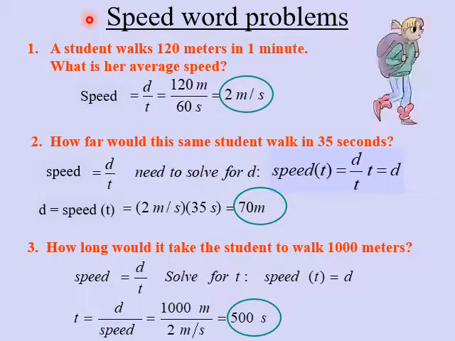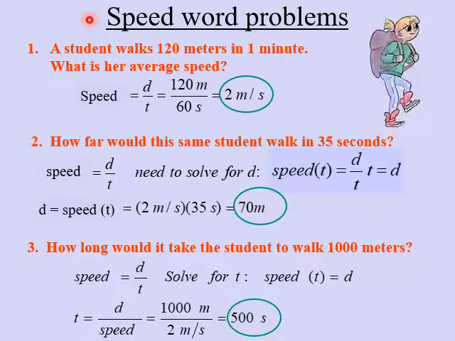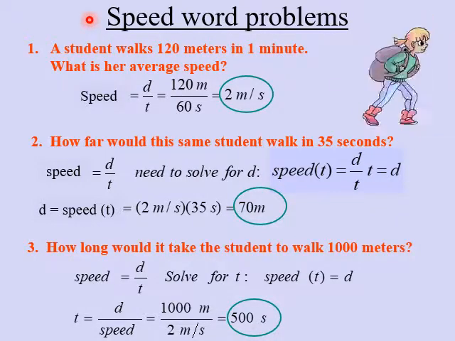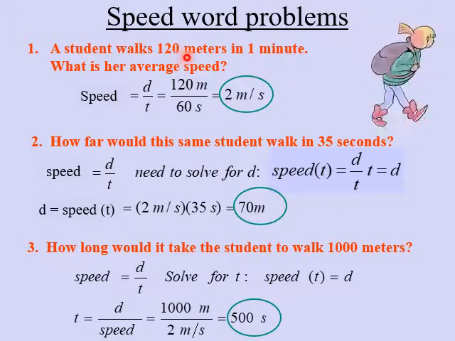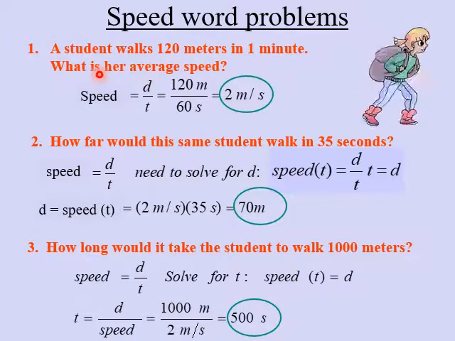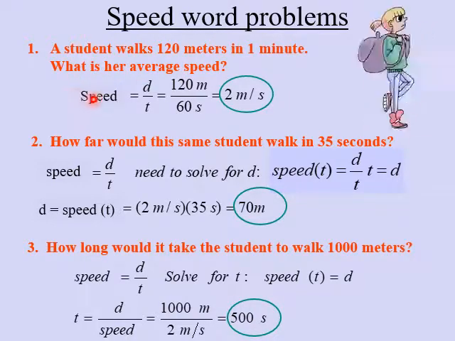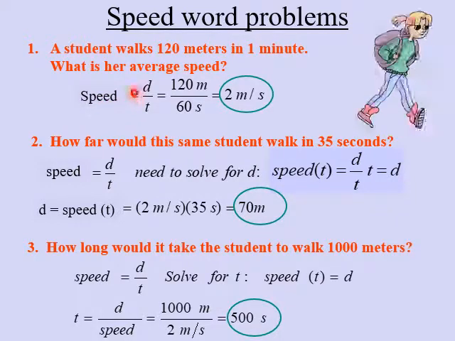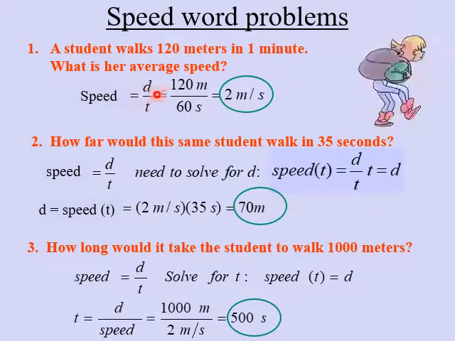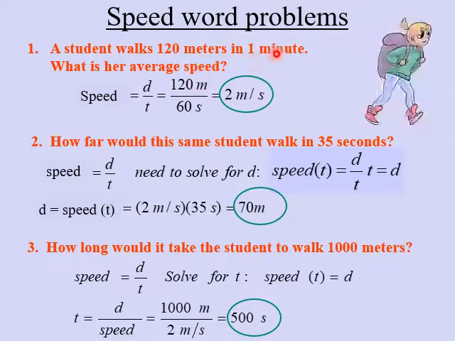Now that we have a definition of speed, we can solve some basic problems that involve speed. So for example, let's say we have a student that walks 120 meters in 1 minute. Here she goes over here. What is her average speed? All right, so what we know is that speed, or average speed, is defined as distance over time. So her distance is 120 meters, we were given that, and the time is 1 minute.